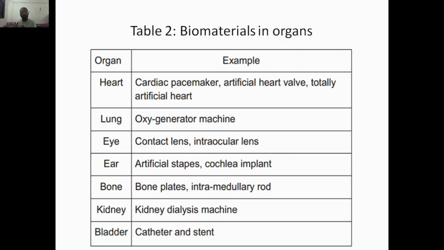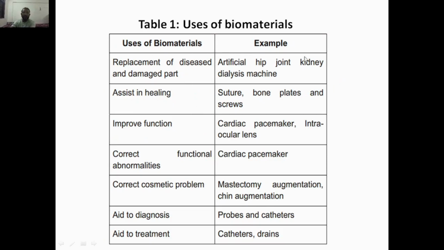So biomaterials in the organs, for example for the heart we have the cardiac pacemaker, artificial heart valve, totally artificial heart. These are some of the examples used in the heart. And then the oxygenator machine used in the lung, and for the eye, contact lenses and intraocular lenses. These are all examples of biomaterials used for the eye. And we have artificial stapes and the cochlear implant for the ear, then bone plates and intramedullary rod for bone. Then the kidney dialysis machine for the kidney, and catheter and stent for the bladder. So these are some of the examples which are already used. These biomaterials are already used in different organs. Okay, this is based on the use of the biomaterials with examples.